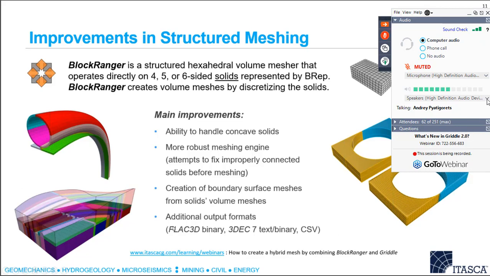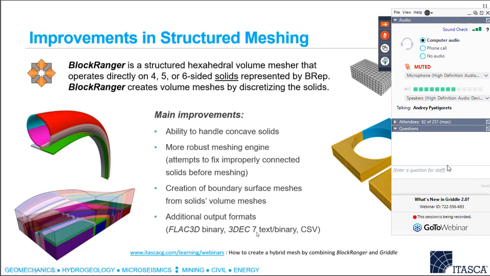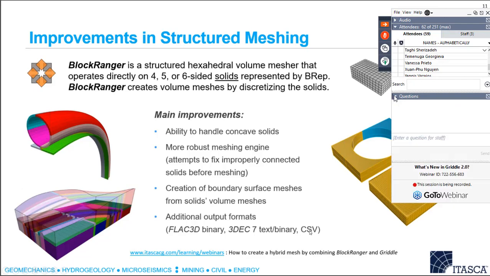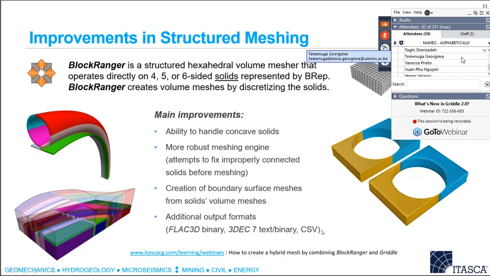Additionally, we have some more output formats, such as FLAC 3D binary, FreeDEC 7 text and binary, and CSV. With CSV, you can analyze data output within Excel or maybe import it into MATLAB. FreeDEC 7 is a new grid format that can be loaded in FreeDEC 7, and it's much faster than FreeDEC version 5.2. This format is very similar to the FLAC 3D format.